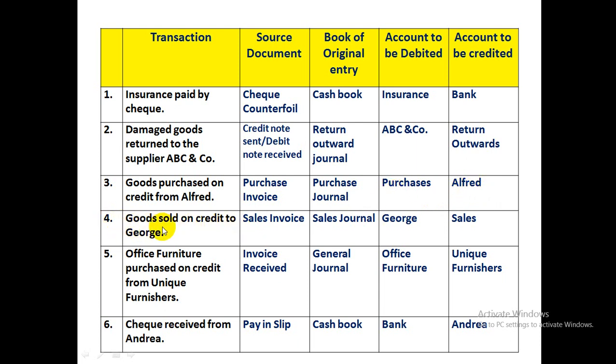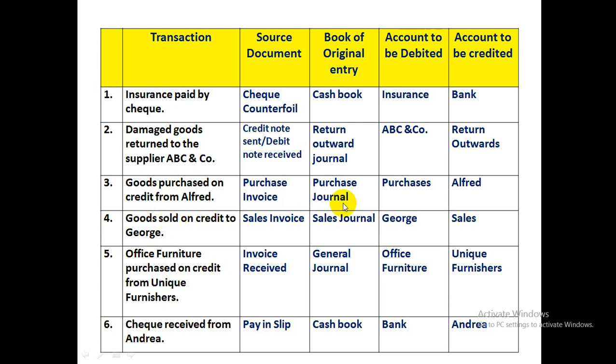Transaction 4. Goods sold on credit to George. We are selling goods on credit. We can know this information from the invoice in our record. The sales invoice will give us this information. The sale of goods on credit are originally recorded in the sales journal. Therefore, we can find this information in sales journal.